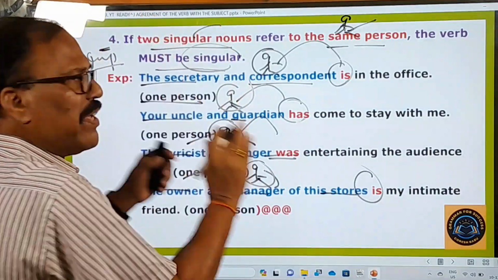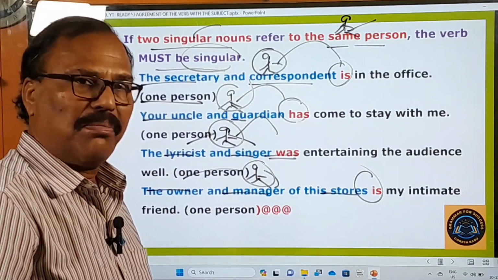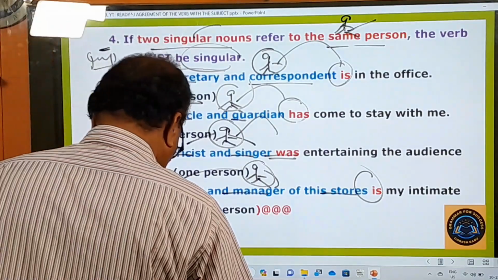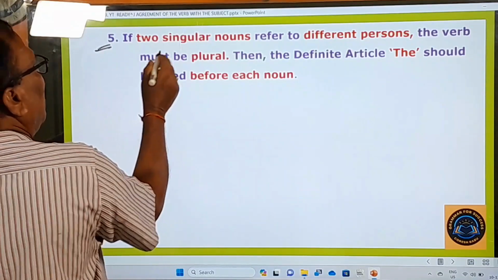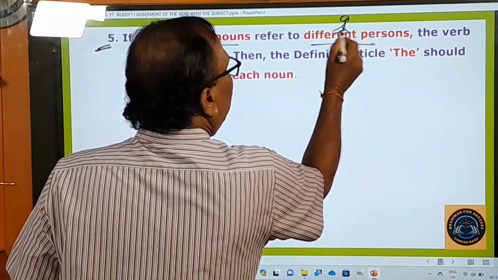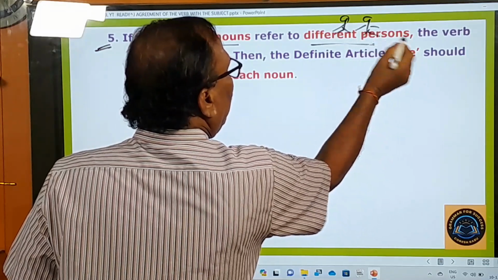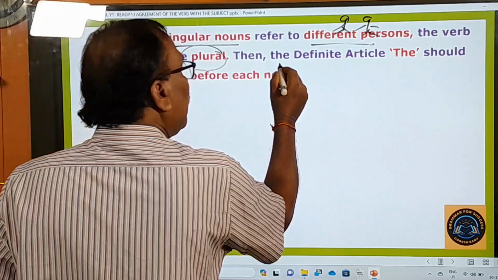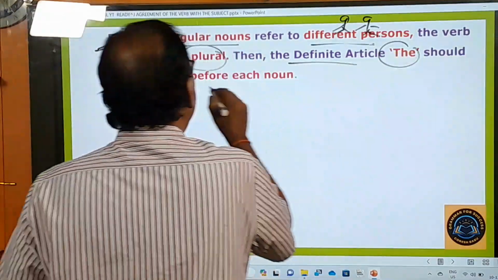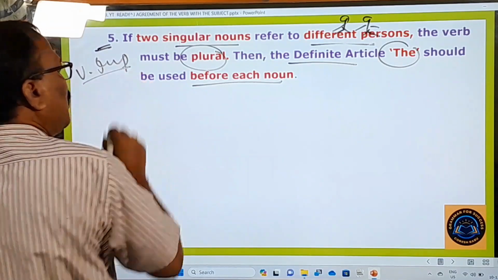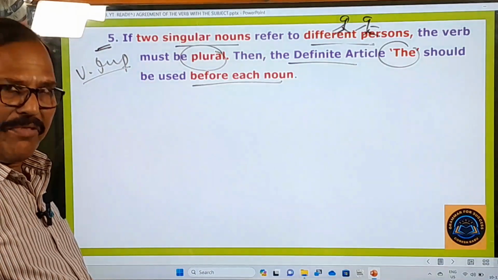This is a very, very important rule from all your competitive examinations point of view, right? And now let's go to the next rule. Fifth rule here is, if two singular nouns refer to different persons, the verb must be plural. Then the definite article the should be used before each one. Very, very important from your competitive examinations point of view, right?